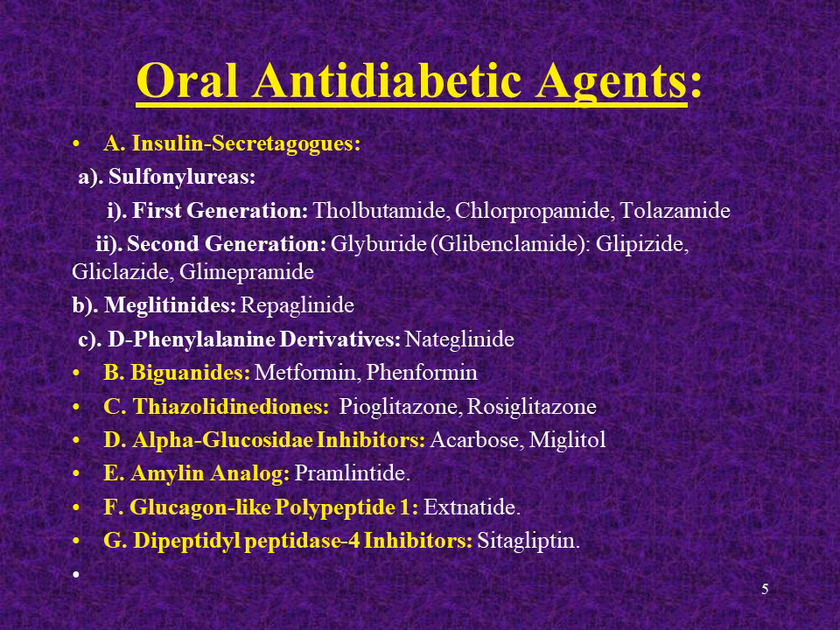They are classified into: number one, insulin secretagogues, which are the sulfonylureas. Sulfonylureas have two further generations, first and second. Then number two, we have meglitinides, and number three, D-phenylalanine derivatives. The next group is biguanides. Number three is thiazolidinediones. Number four, alpha glucosidase inhibitors. Number five, amylin analogs. Number six, glucagon-like peptide. And number seven is dipeptidyl peptidase 4 inhibitors.